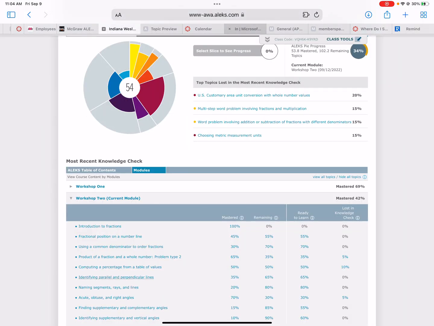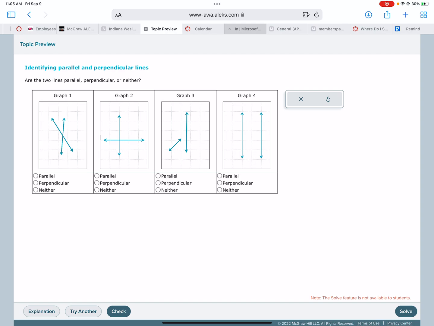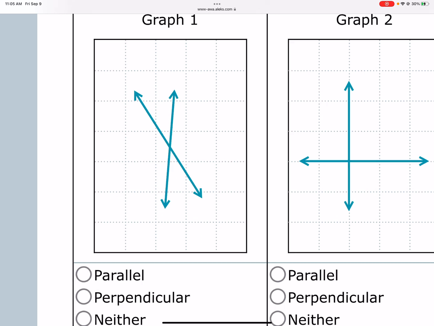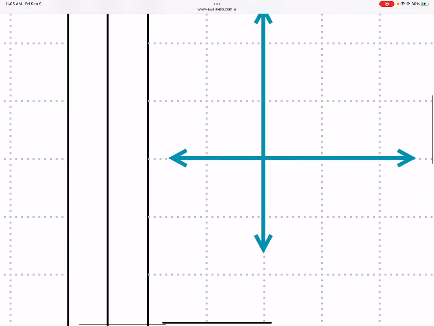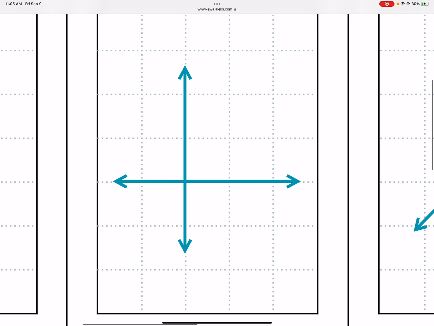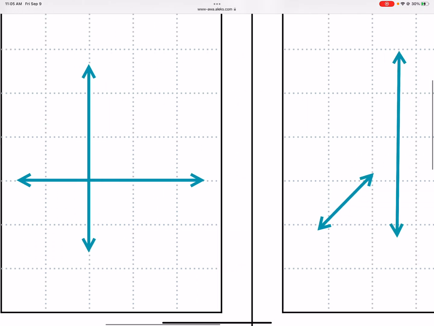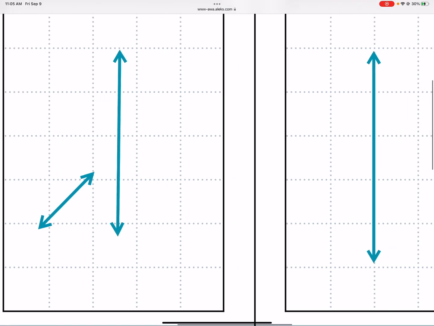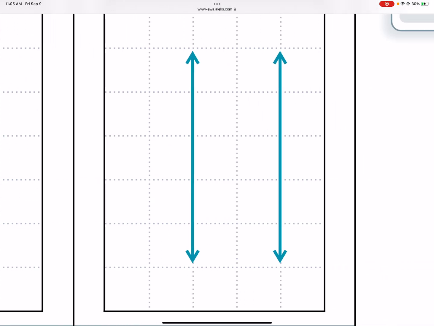Parallel and perpendicular lines. Parallel lines never are going to touch. Perpendicular lines cross at a 90-degree angle. So this first one is neither, because they're touching, but they're not a perfect perpendicular angle. This next one is perpendicular, because you can see they're crossing, and they're crossing at a perfect wall to floor type of angle, which is 90 degrees. You can see that these lines are about to touch, and so they're neither. And these lines are never going to touch, and so they're parallel.